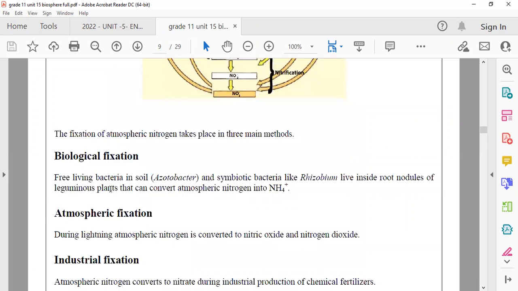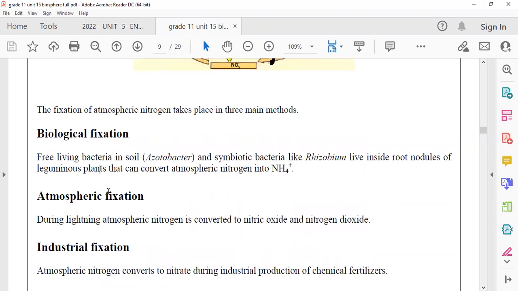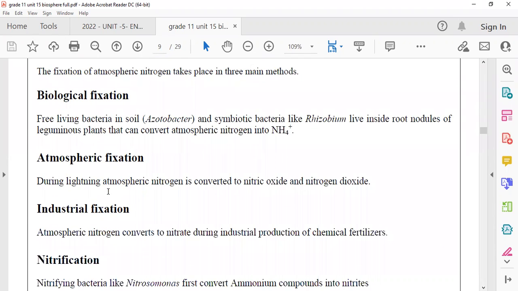Now, once you come to the notes, the first note is regarding biological fixation. Biological fixation is conducted by some free-living microorganisms like Azotobacter, and certain symbiotic microorganisms like Rhizobium. Rhizobium live in the root nodules of legume plants, and they convert atmospheric nitrogen to NH4+.